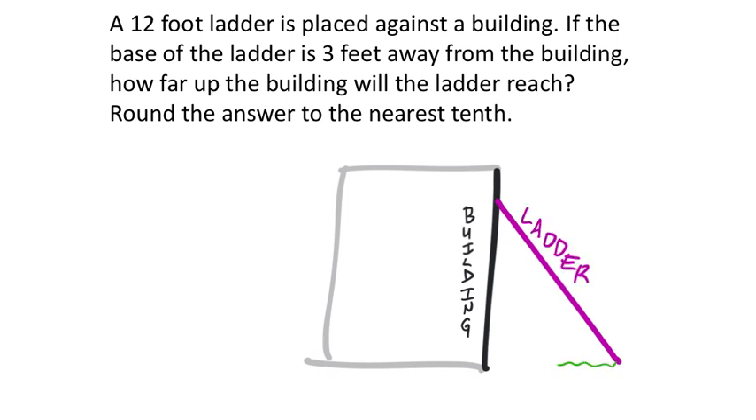And then you've got the ground, some pretty grass right there. In any case, it says that the base of the ladder is 3 feet away from the building. That'd be this distance right here. That's 3 feet, okay? But then it says the ladder itself is 12 feet. So this is 12 feet right there, okay?